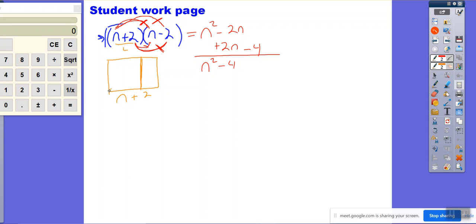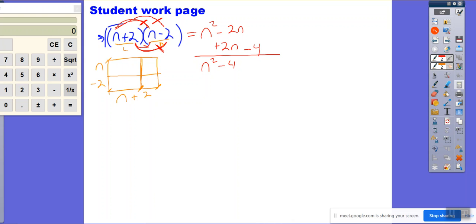What is the distance from this point to this point? It's actually staring you in the face right now. N. That's right, Emerson. It is n. What is the distance from this point to this point? 2. Okay. So we understand where we got the n and we got the plus 2. Well, that means this could be the height. So let's say this is n minus 2.